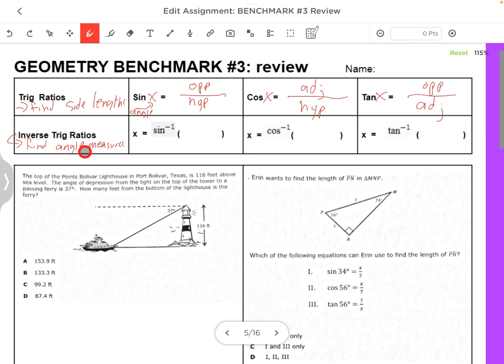And then inverse is to work backwards. So if we're trying to find the angle measure, that's going to be x. We're going to type this in: the inverse sine of the opposite over the hypotenuse. If we're working with the adjacent and hypotenuse, then we use inverse cosine. If we're working with the opposite and the adjacent, then we use inverse tangent. So that's what we're going to remember: SOH CAH TOA. That will be how we remind ourselves.